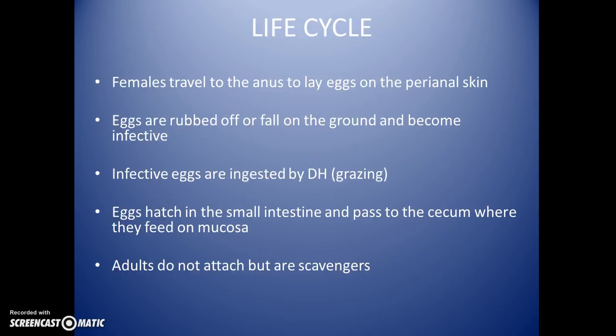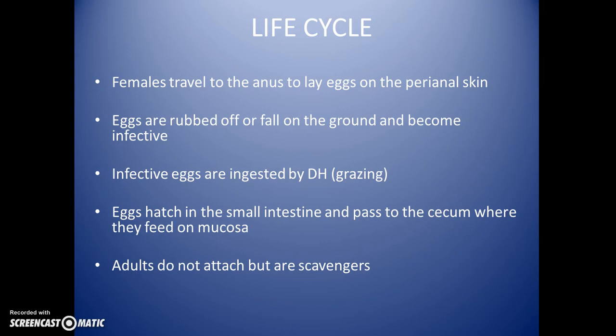Now the difference between this life cycle and other parasites' life cycles is that the females will travel to the anus to lay eggs around the perianal skin. The eggs are going to be rubbed off by the horse rubbing its bottom on a fence or a building structure or a tree. So the eggs are rubbed off, fall on the ground, and become infective.